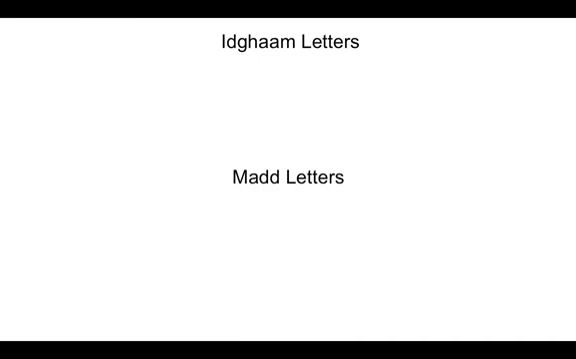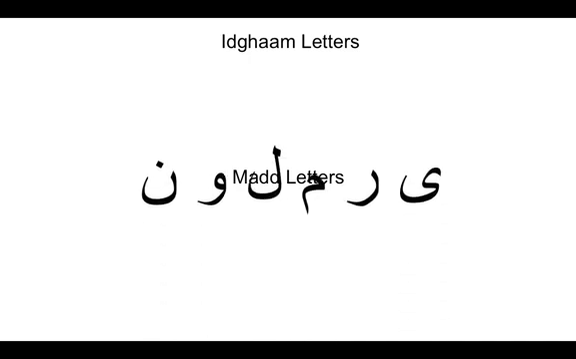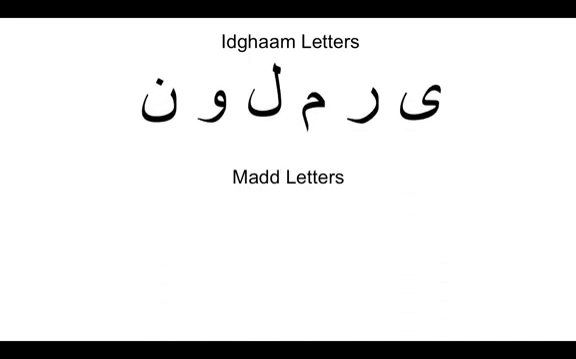Another letter collection that we should be memorizing is the idgham letters. The idgham letters we can remember by the mnemonic word yarmalun, which is ya, ra, mim, lam, waw, noon. Those are the idgham letters. We will go into the details of idgham bi ghunna, idgham bi ghayr ghunna, etc. when we cover ahkam an-nun as-sakina wa tanween in a later video. But just remember these in this specific order: yarmalun.